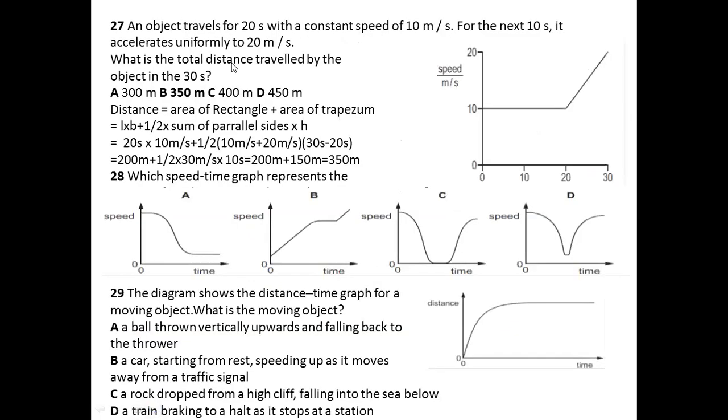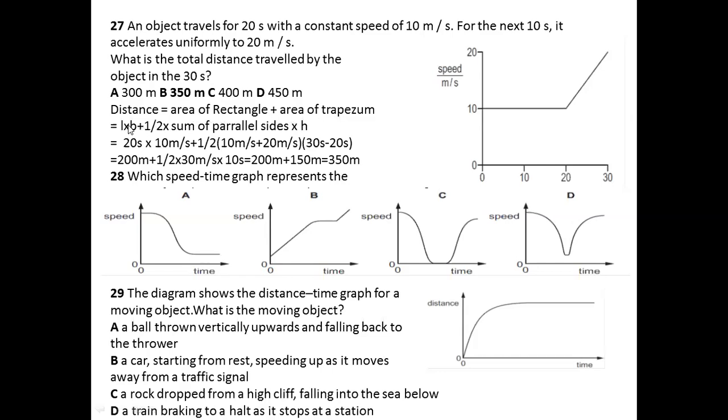Next is an object travels for 20 seconds with a constant speed of 10 meters per second. For the next 10 seconds, it accelerates uniformly to 20 meters per second. What is the total distance traveled by the object in 30 seconds? Again, how to calculate the distance traveled from a speed time graph? That will be equivalent to the area under the graph. So the area under the graph from 0 to 20 seconds is a rectangle, and then from 20 to 30 seconds it is a trapezium. So distance will be equivalent to the sum of the area of the rectangle plus the area of the trapezium.